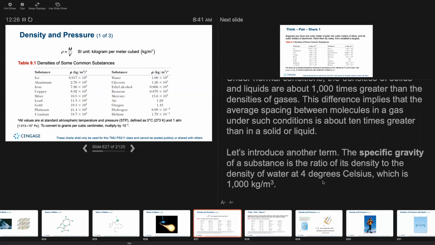So we'll introduce another term here. The specific gravity of a substance is the ratio of its density to the density of water at 4 degrees Celsius, which is 1,000 kilograms per meter cubed.